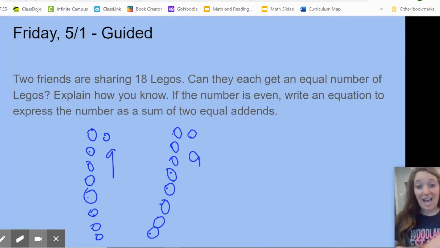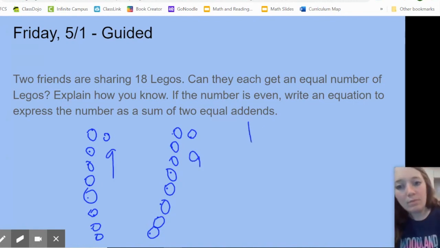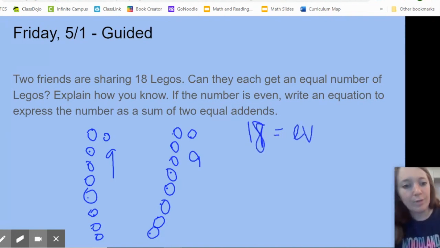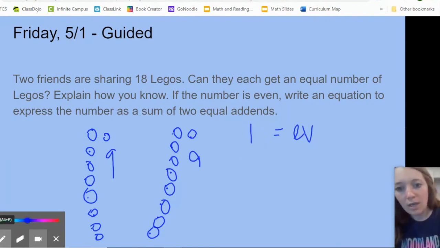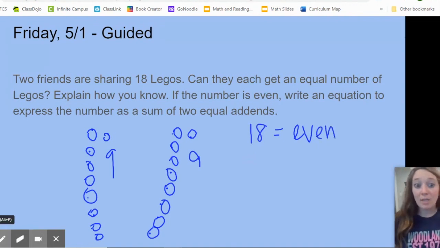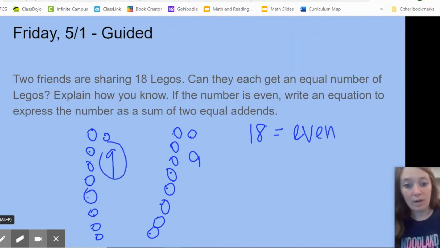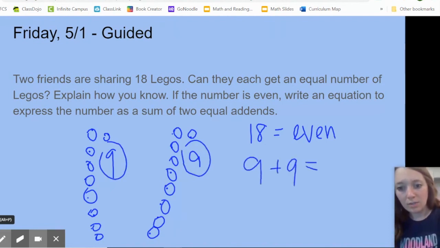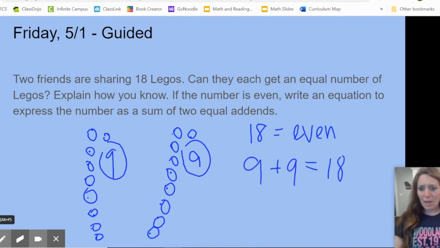So that tells me that 18 is even. Oops, that was ugly. 18 is even. It's just too ugly. We have to make sure our work is neat. 18 is even. And now I need to write my number as a sum of two equal addends. So what plus what, the same two numbers, make 18? Well, we just proved it right here. 9 plus 9. So my two equal addends, my doubles fact, is 9 plus 9 equals 18. And there you have it. We proved that 18 is even. Killing it.